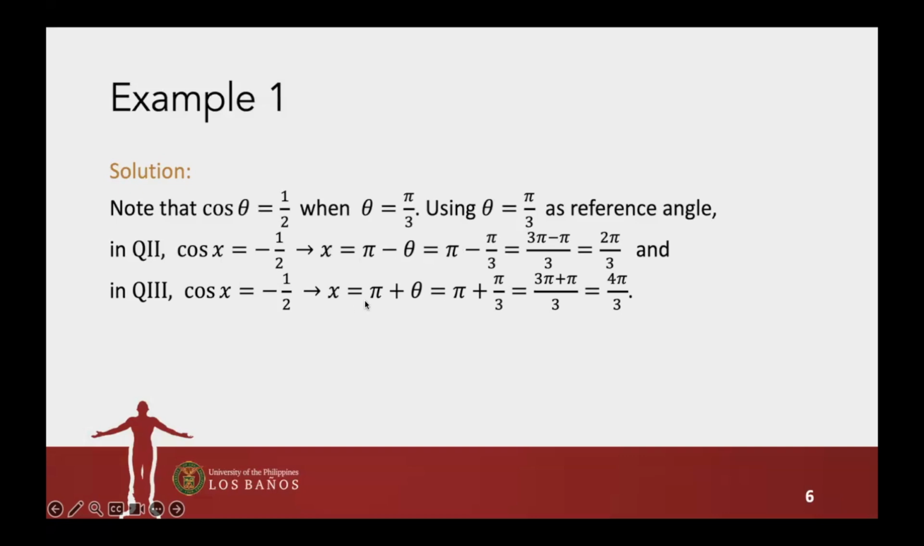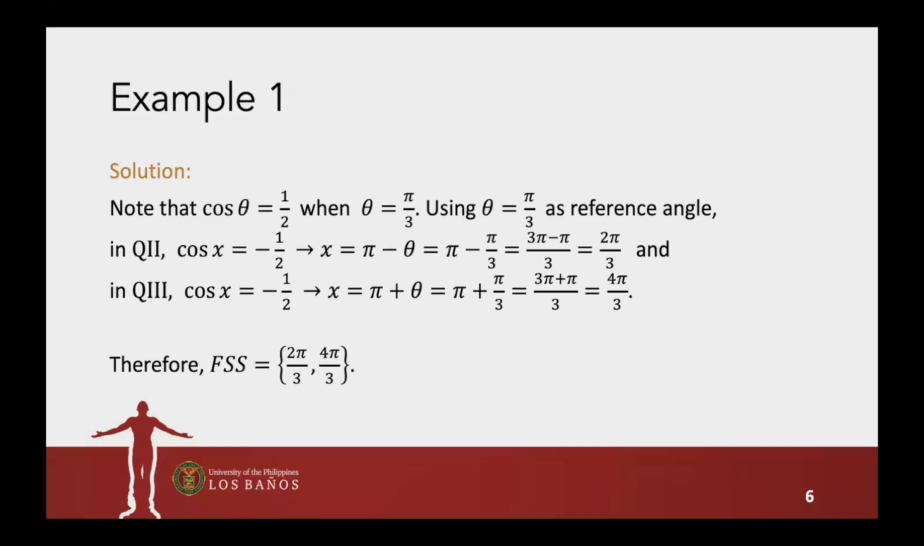And then for the third quadrant, we use the formula pi plus the reference angle. Okay, so in the third quadrant, following this formula, we get pi plus pi over 3. So we will get 4 pi over 3 after solving. So that means that our fundamental solution set is the set containing 2 pi over 3, the angle that we got in the second quadrant, and 4 pi over 3, which is the angle that we got in the third quadrant. All right?